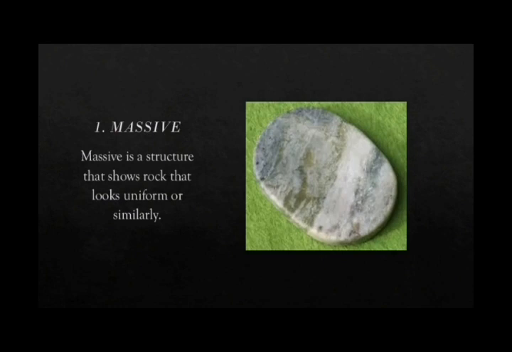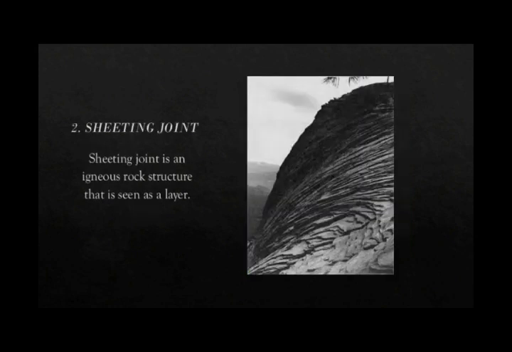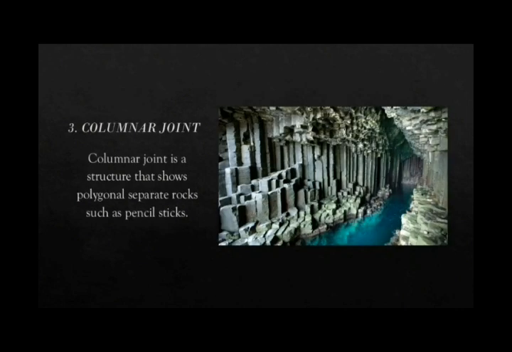The first structure is massive. Massive is a structure that shows rock that looks uniform. The second is sheeting joint. Sheeting joint is an igneous rock structure that is seen as a layer. The third is columnar joint. Columnar joint is a structure that shows polygonal separate rocks like pencil sticks.